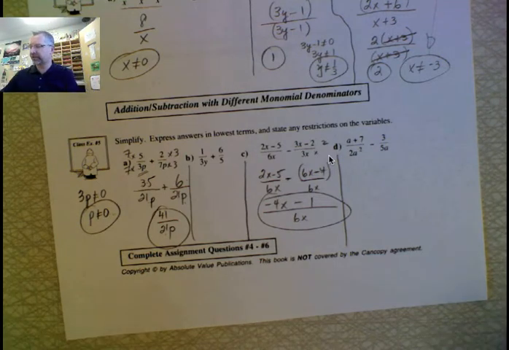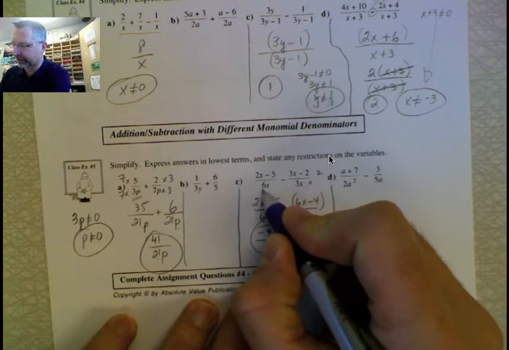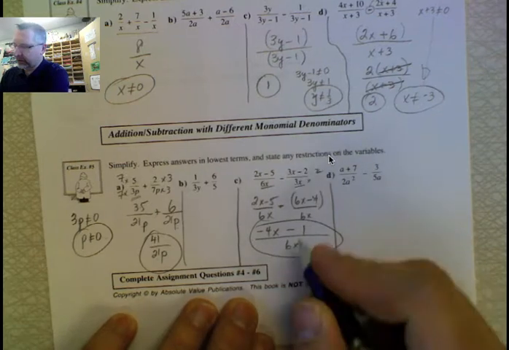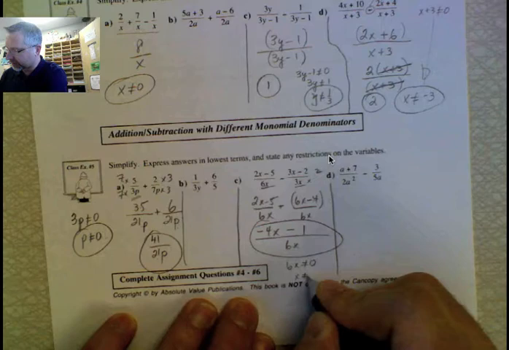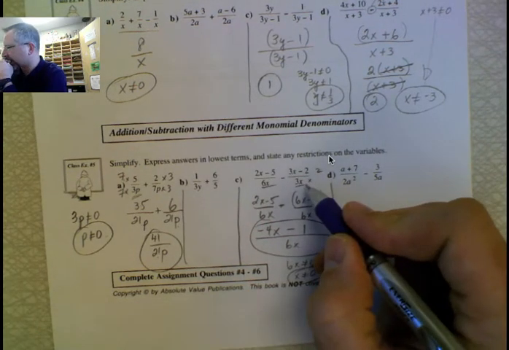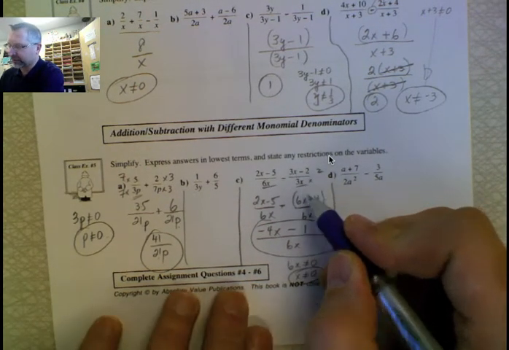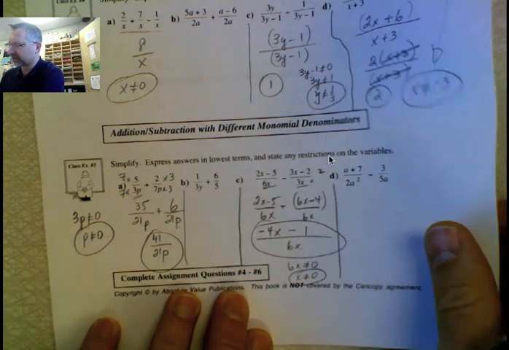The other thing they want us to do in this question is they want us to look at our restrictions. Now, if we look at this, 6x cannot equal 0, so if we divide by 6, x cannot equal 0. We're going to get the same thing if we use 3x also. So our restriction is x cannot be 0.